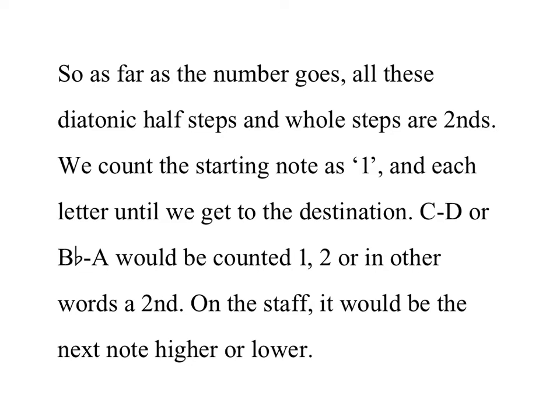So as far as the number goes, all these diatonic half steps and whole steps are seconds. We count the starting note as 1, and we count each letter until we get to the destination. So from C up to D would be 1, 2, or from B flat down to A would be 1, 2 in the other direction. That's why we call it a second. On a musical staff, it would be the next note higher or lower.